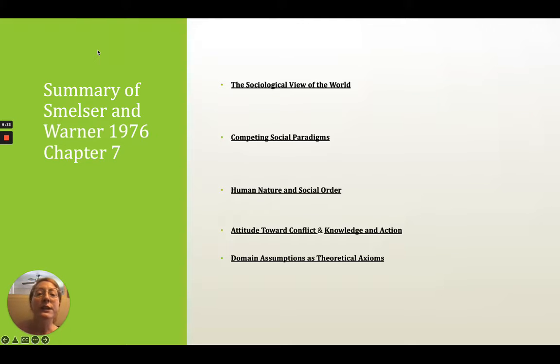And the outline of how this chapter is organized is the author talks about the sociological view of the world, competing social paradigms, human nature and social order, attitude toward conflict and knowledge and action, and then domain assumptions as theoretical axioms.